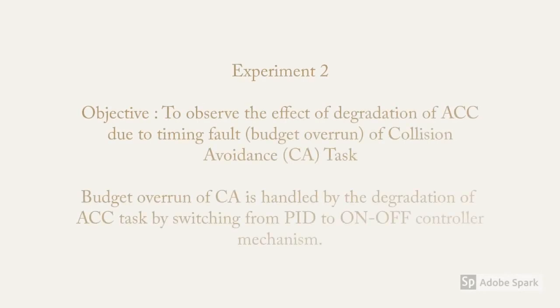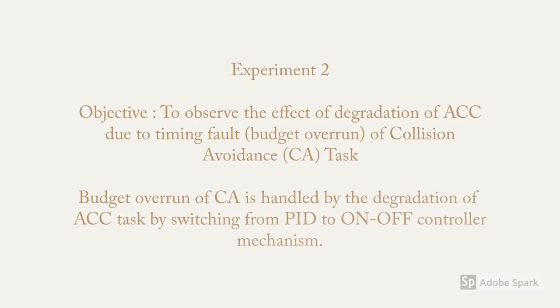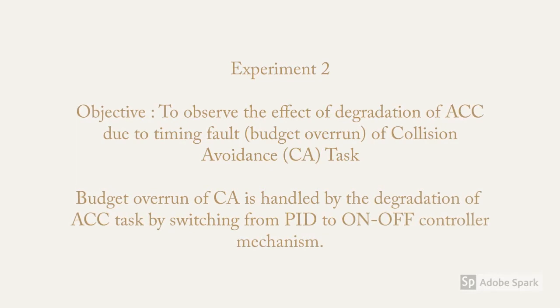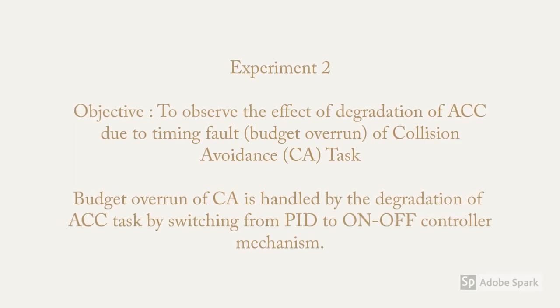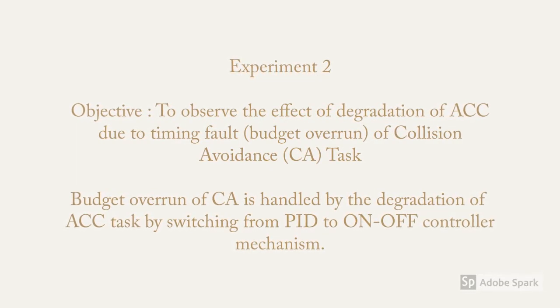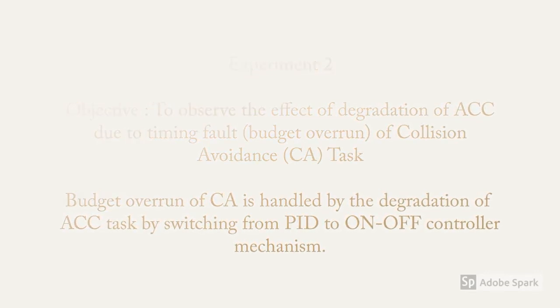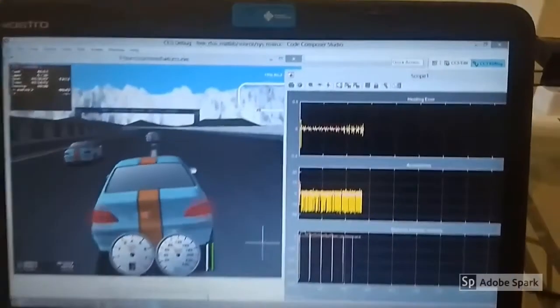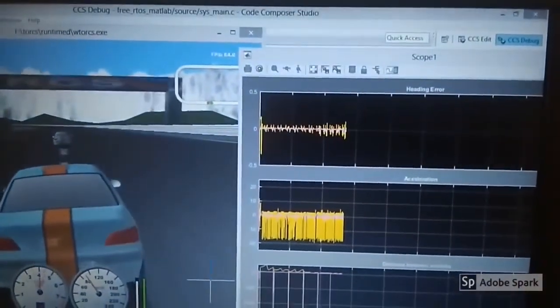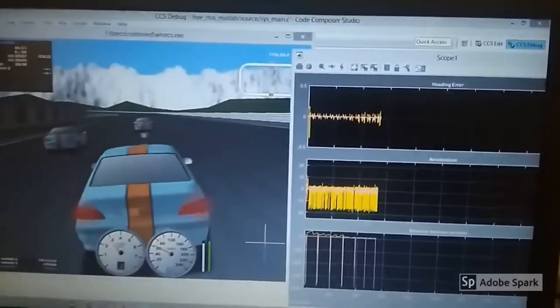So in the second experiment, we simulated the budget overrun of collision avoidance task, and then we degraded the cruise control by switching from PID to on-off to handle the budget overrun. So this is still in the previous experiment. We see that the fluctuations of heading error is more.